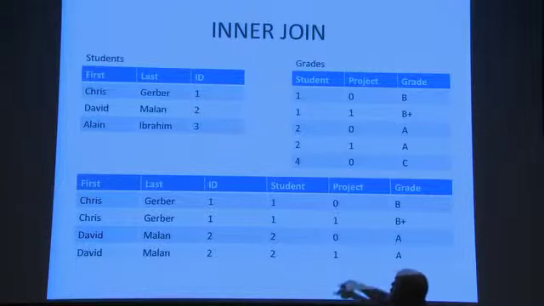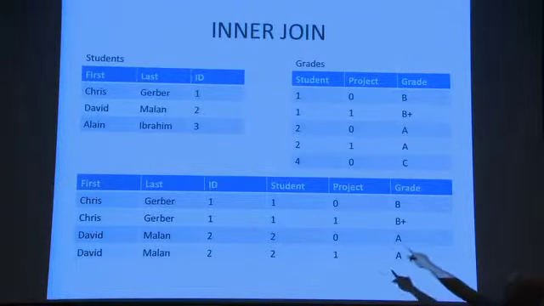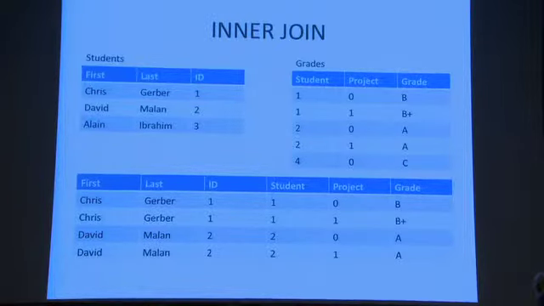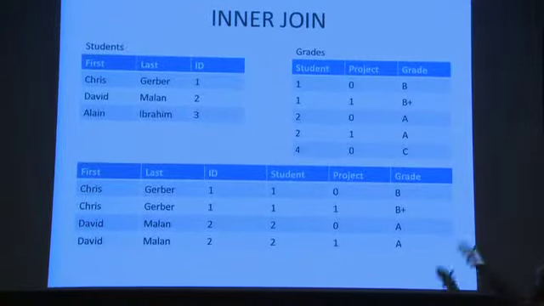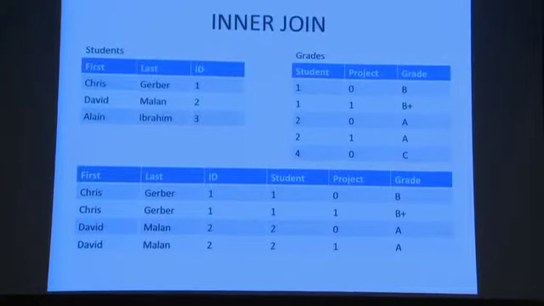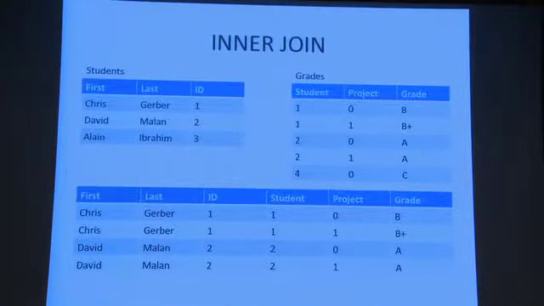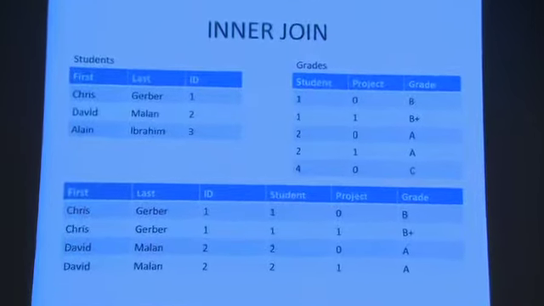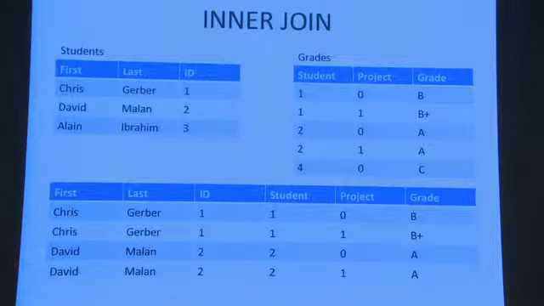For Elaine, who is ID 3, there are no grades, so it doesn't bring anything back there. Likewise, in the grades column, there's a student 4 who we haven't defined anywhere, and it doesn't bring that back either. The inner being, it's all the places where there's only a direct match.